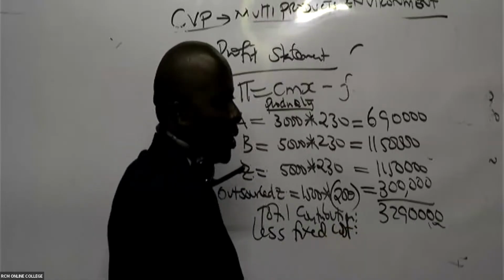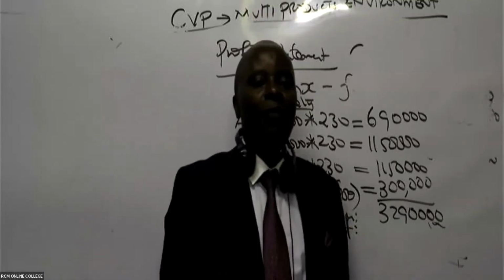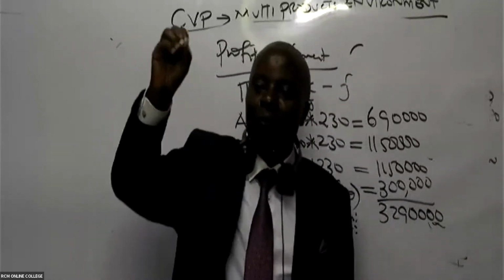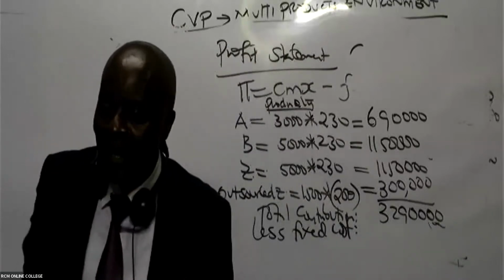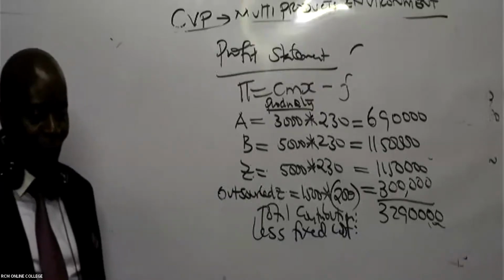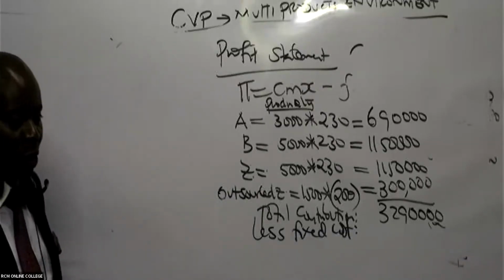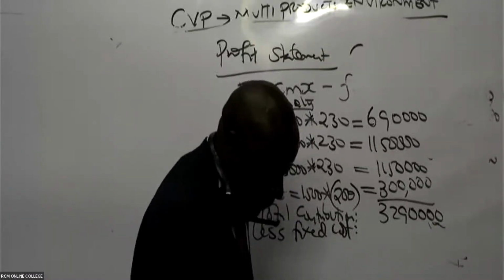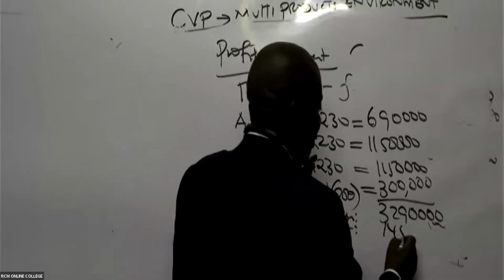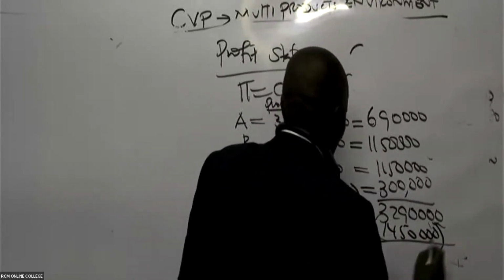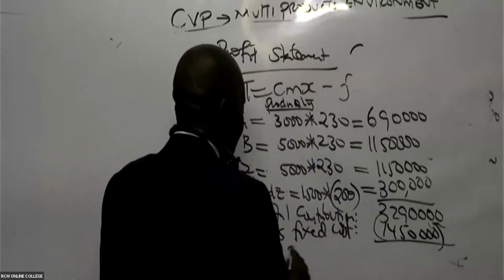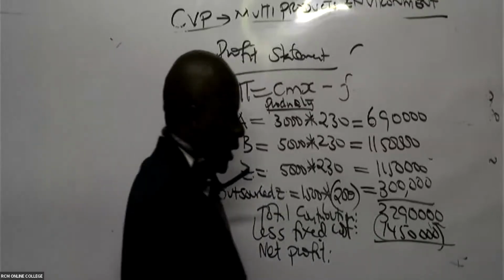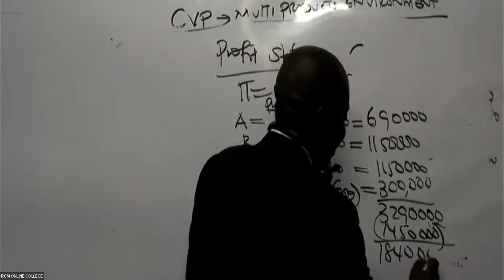Do we have the total fixed cost? Remember, they wanted to confuse you. They gave you fixed cost per unit, but they told you don't read these ones. Go and pick the fixed cost given in note number 1, because for fixed cost you always work with the total. So you're able to see the fixed cost total there: 1,450,000. When you subtract like this, you should be able to give us our net profit, and now you have answered the question. 1,840,000.